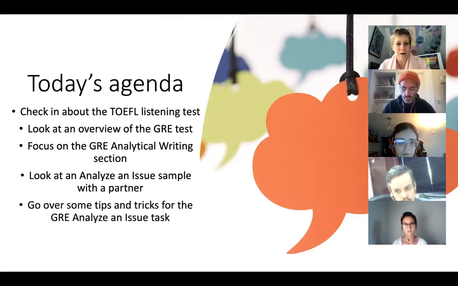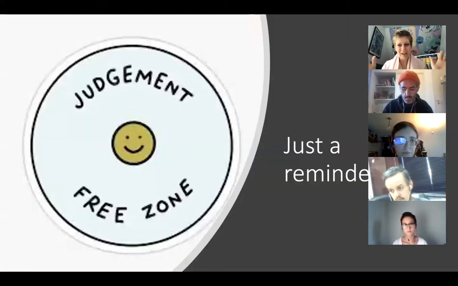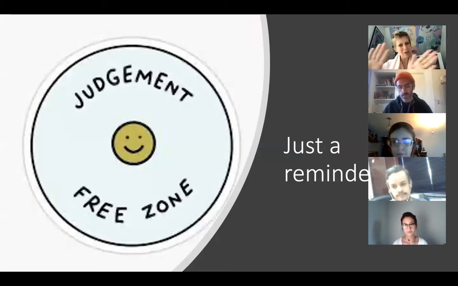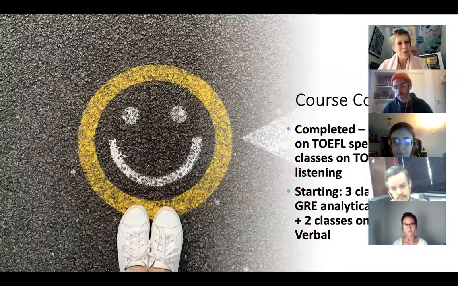So from there, we're going to go over some tips and tricks about this first type of analytical writing, which is called analyzing an issue. That's what we're going to focus on today. Okay. So I just want to remind you that we're in a judgment-free zone, okay, including to yourself. So we're all here to learn. So tell your critic to sit down, and we're going to learn something together today, and we're just going to try our best, okay?